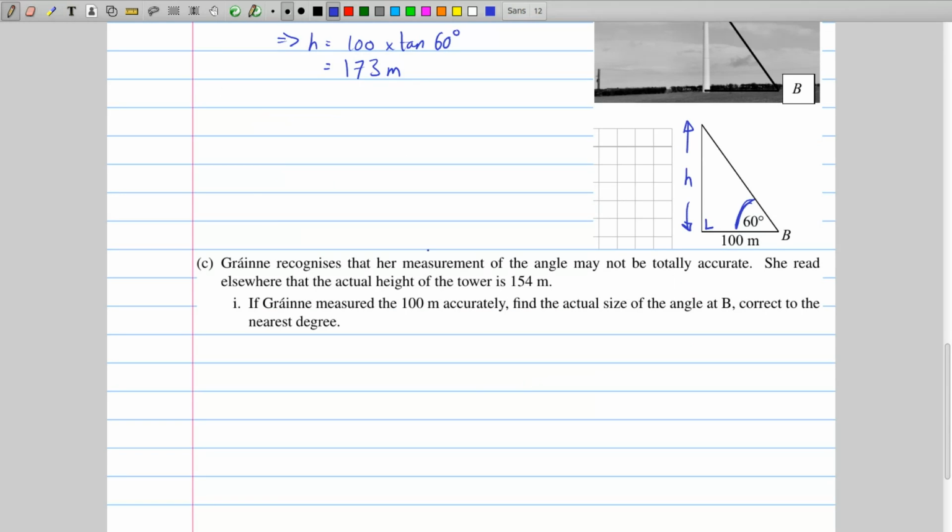In part C, Grones recognizes that her measurement of the angle might not be totally accurate. Apparently she's read somewhere that the height she should have gotten was 154 meters. We're now to assume that she measured the 100 meters from the base of the turbine to where she was standing accurately, so that is 100 meters. And we're asked to find the actual size of the angle at B. What she measured to be 60 degrees, we now have to find out the exact value based on this new information. So let's draw out our new triangle.